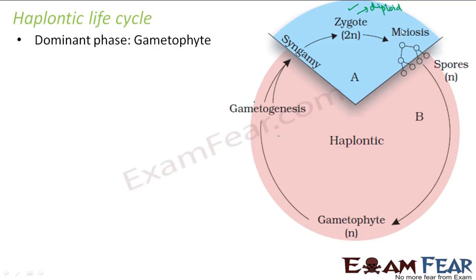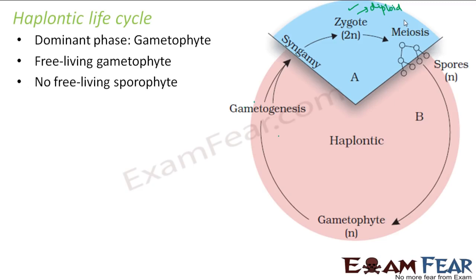So the sporophyte is also somewhere here. So the sporophyte is only a short-lived phase which immediately gives out spores. So here you can see that the sporophyte is dependent on the gametophyte. And what about the gametophyte? It is free living. The gametophyte is not dependent on anyone. But the sporophyte is not free living. It is dependent on the gametophyte.